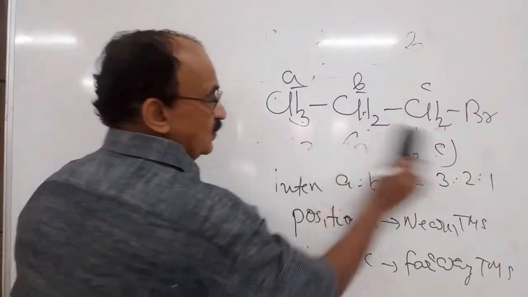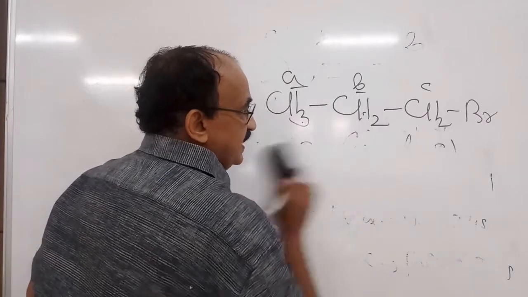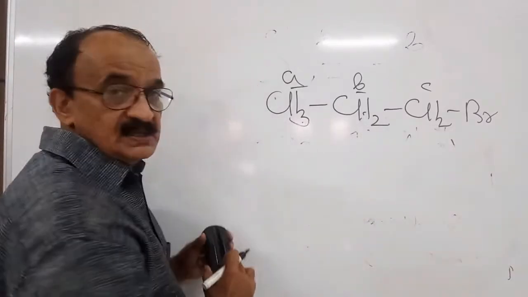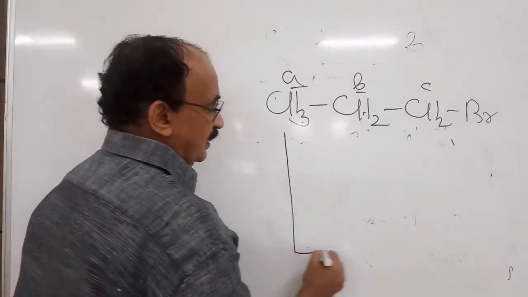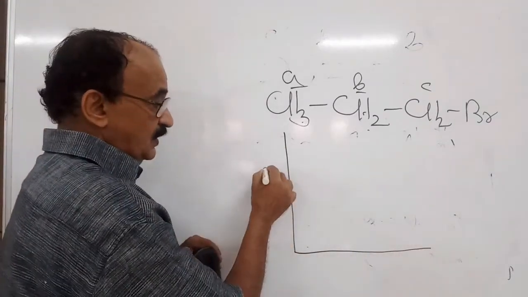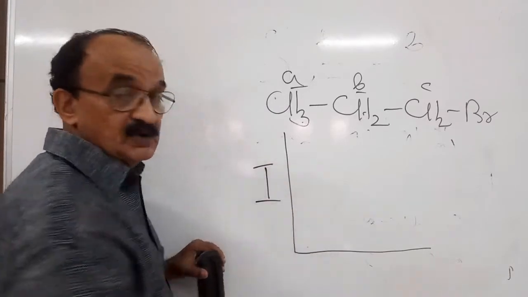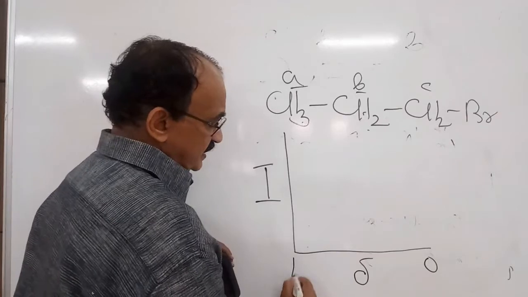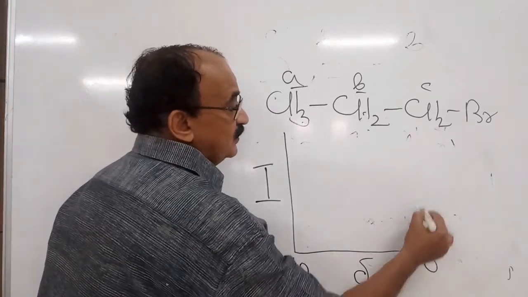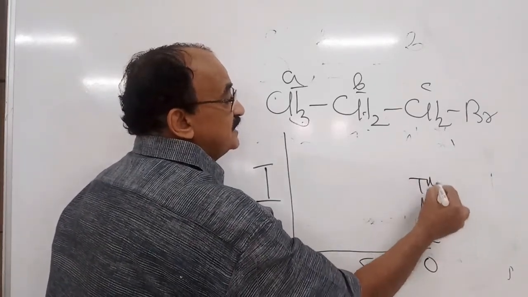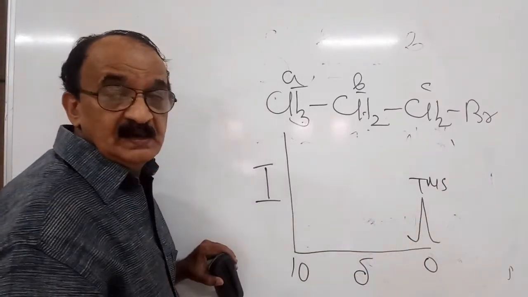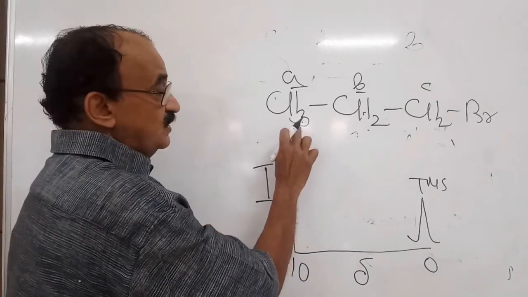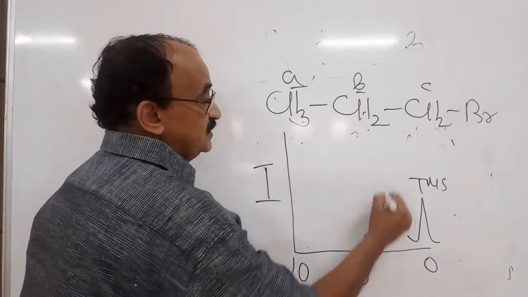Right? Now, we can write the low resolution spectrum. When you draw the low resolution spectrum, first of all you draw intensity, then you draw delta, here 0, here it is 10. First of all you draw the TMS signal. Then you draw the most shielded, which is CH3, and it is a contribution from 3 protons. Therefore this way it will appear.